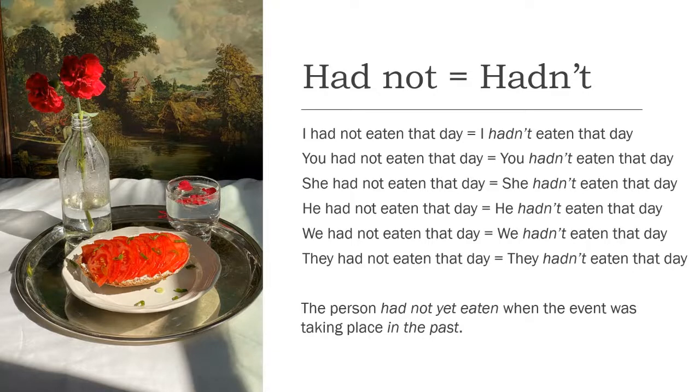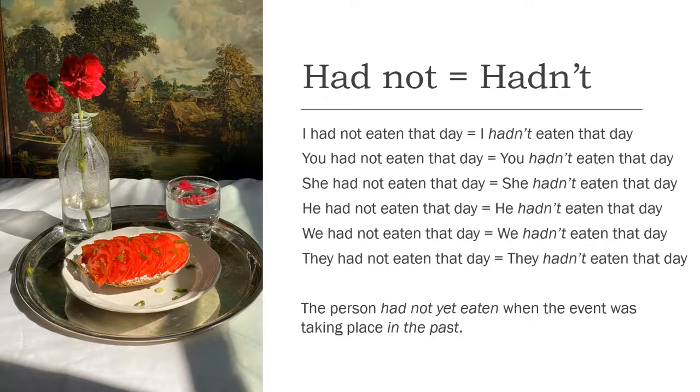Now there's a few notes. Let's look at this. This person in the example had not yet eaten when the event was taking place in the past. This is a story about a particular day in the past, and at the point of the story, the person has not eaten yet. So that's why we have our past perfect tense.